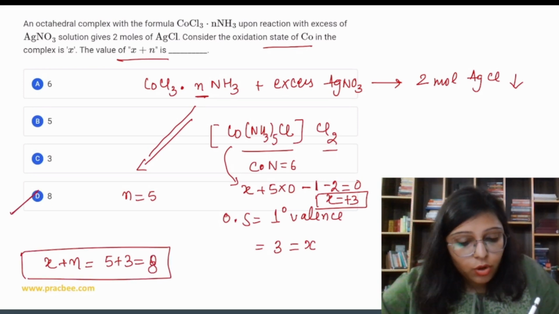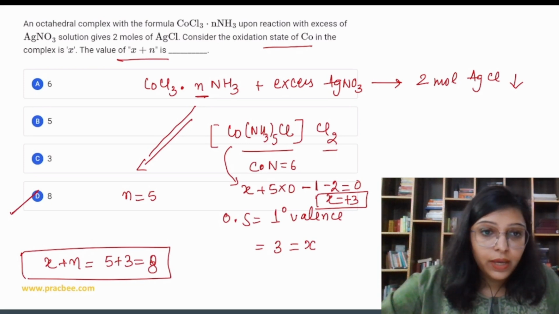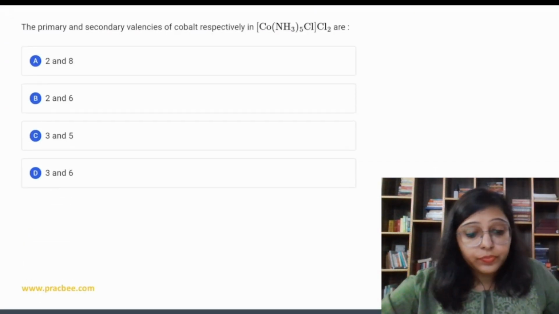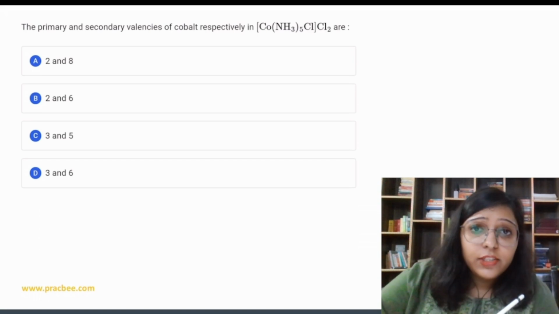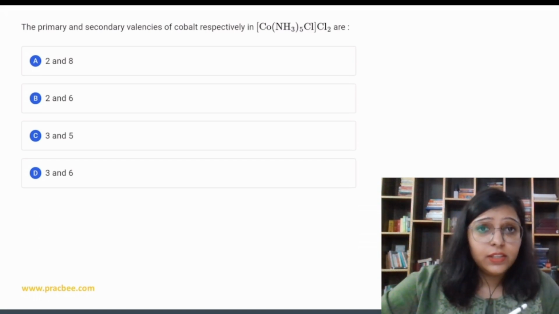Which is equal to 8. So option D is the correct answer. Okay. Now let's do the next question. Primary and secondary valency of cobalt in this complex.